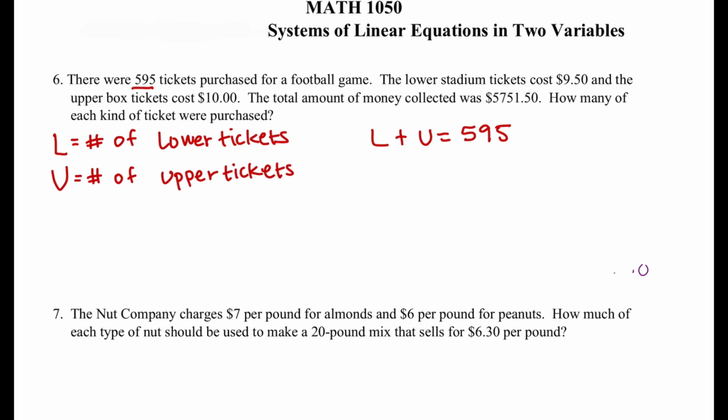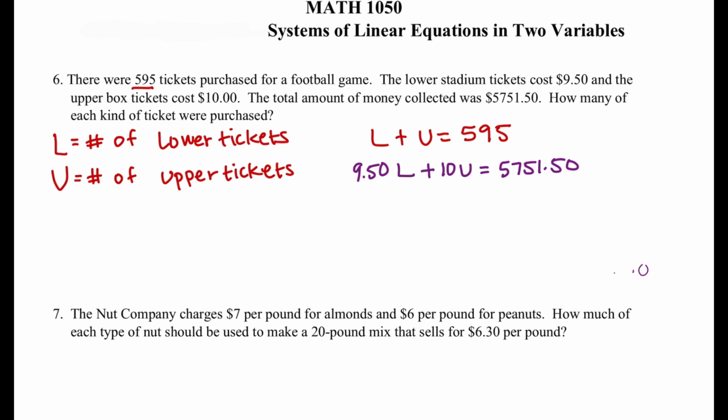So the lower stadium tickets cost $9.50. So $9.50 times how many lower tickets will give us the amount of money given by the lower tickets, and $10 times the upper tickets will give us the total amount of money collected for the upper tickets, for a total of $5,751.50.